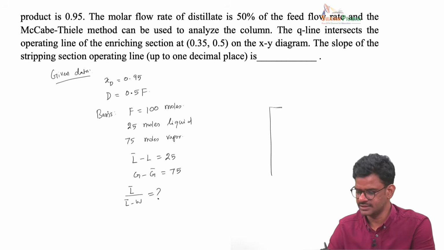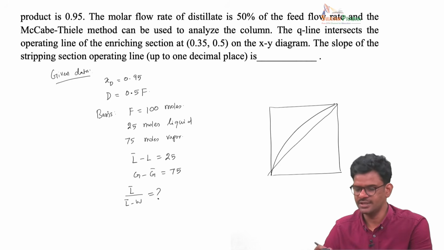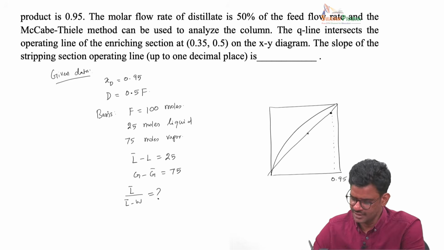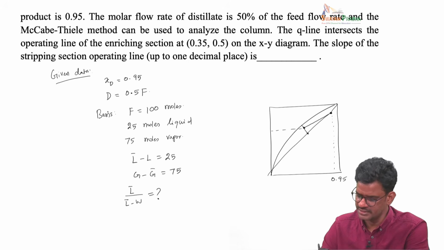So, what that means is, let us draw a schematic. So, this is the 45-degree line and this is the equilibrium line, and so the enriching operating line starts at 0.95 and then this touches the, so let us say that the Q line is somewhere here, we do not know exactly, but we know that this enriching line and the Q line are touching at this point, and this point is noted as 0.5 here and 0.35 here.